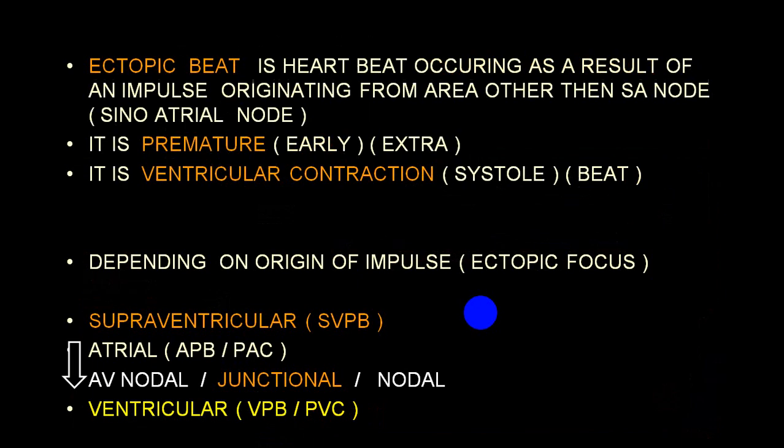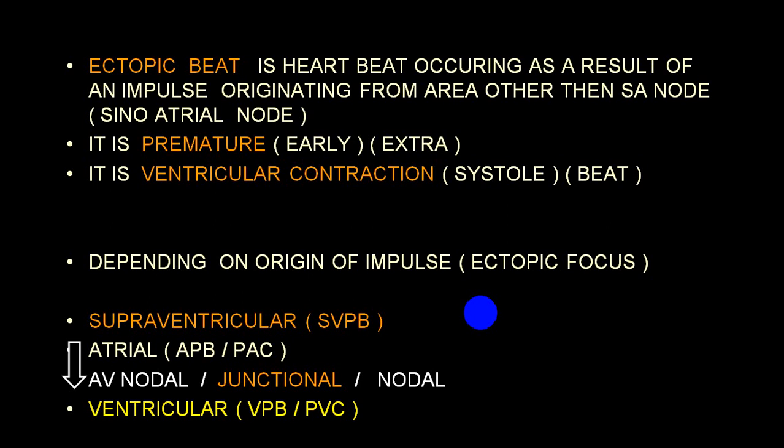Now, the meaning of ectopic beat, or extrasystole, is heartbeats occurring as a result of an impulse originating from an area other than the SA node, or sinoatrial node. These ectopic beats are premature, or early, and they do not occur at routine times at regular intervals. So they are extra. That's why they are called extra, and they give rise to ventricular contraction. Hence, they are called extrasystole, or early premature beat.